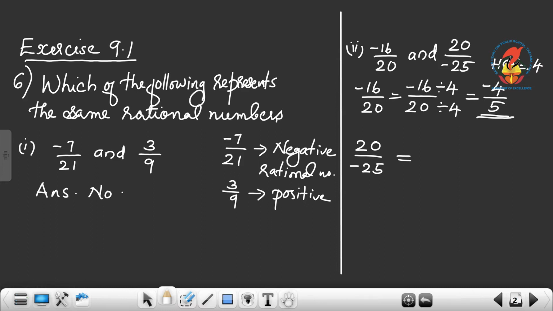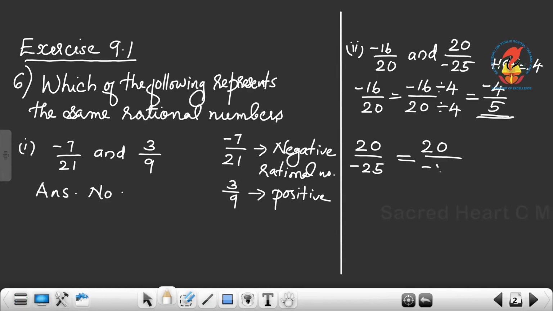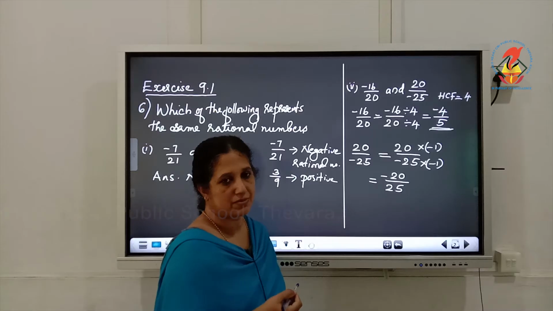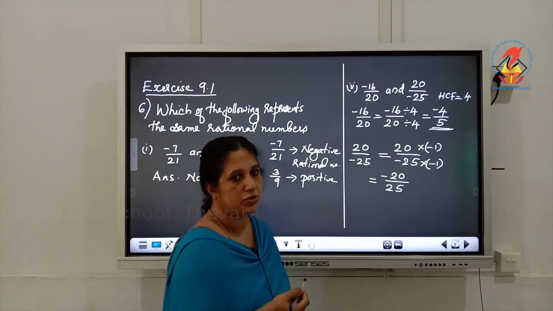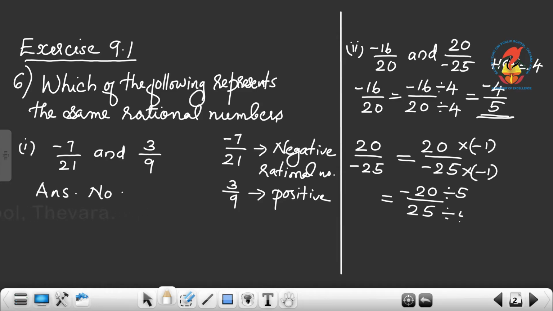So the first rational number is reduced to negative 4 by 5. Now the second one. First you have to make the denominator positive. How can you make it positive? Multiply both numerator and denominator by negative 1. Then we get negative 20 by 25. Now for 20 and 25, which is the highest common factor? 5. So we can divide both the numerator and denominator by 5. So negative 4 by 5.